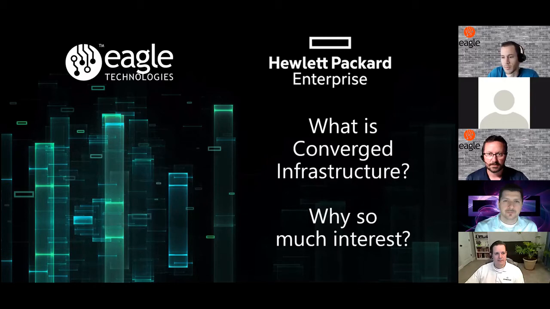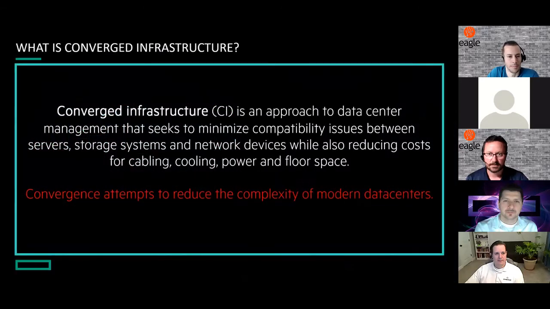I'm going to do a quick flyover of how we got to here. So we're going to start with talking about converged infrastructure. So here's the textbook definition, but in a nutshell, converged infrastructure took traditional three-tier architecture, which typically means networking, servers, and storage, and they attempted to reduce the complexity of that environment.